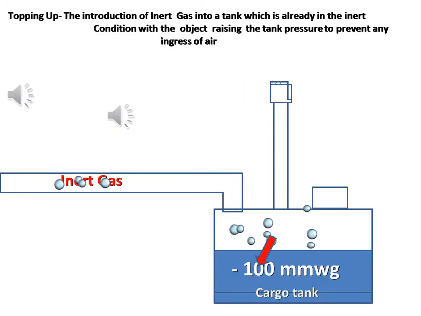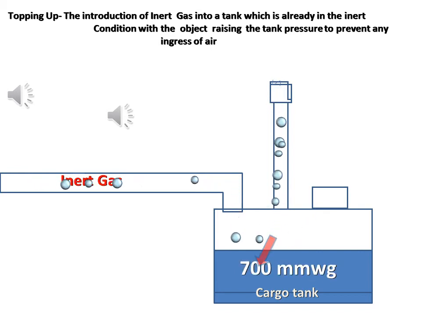Topping up is the introduction of inert gas into a tank which is already in the inert condition, with the object of raising the tank pressure to prevent any ingress of air. Be aware that a sudden drop in the ambient temperature may cause the inert gas pressure inside the tanks to drop. Maintain positive pressure.